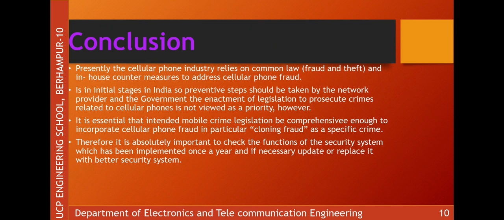However, it is essential that intended mobile crime legislation be comprehensive enough to incorporate cellular fraud, in particular cloning fraud, as a specific crime. Therefore, it is absolutely important to check the functions of the security system which has been implemented once a year, and if necessary update or replace it with a better security system. That's it.